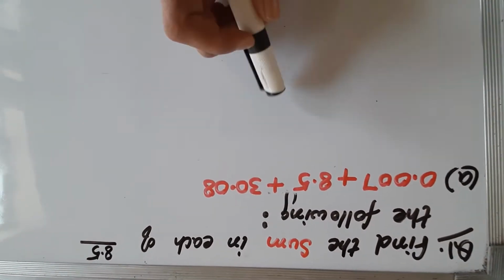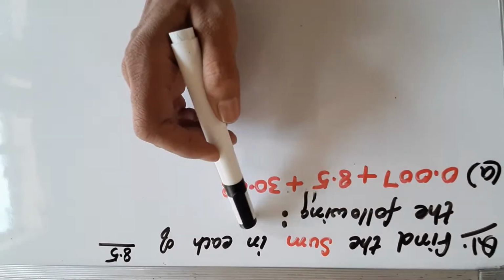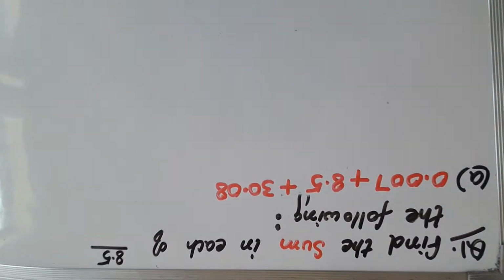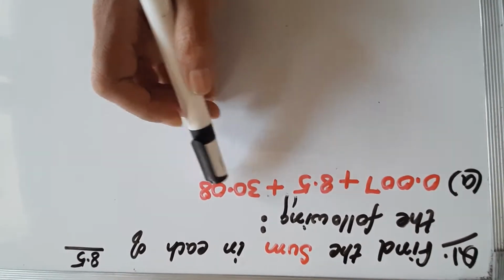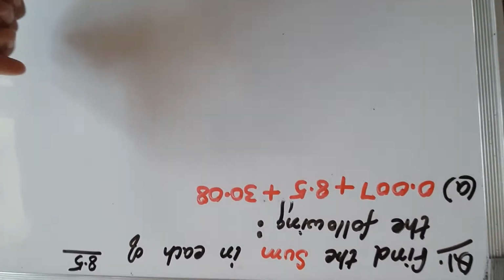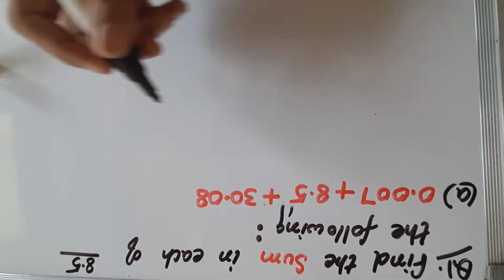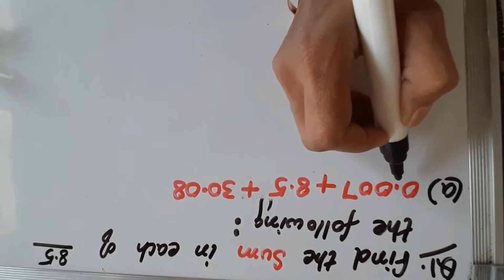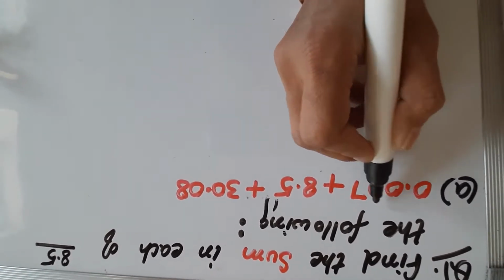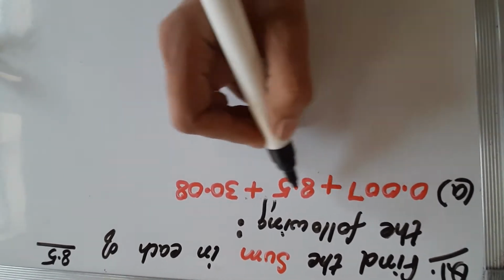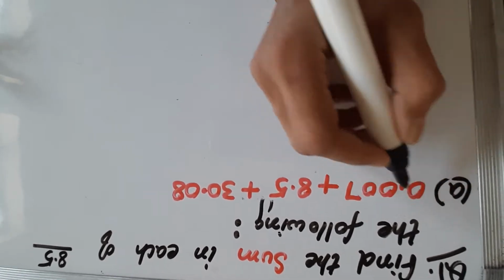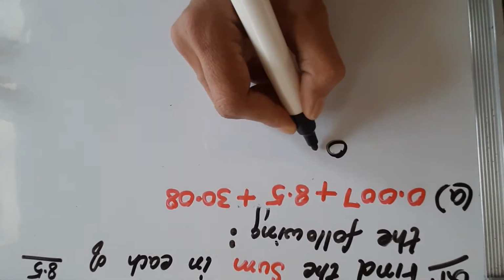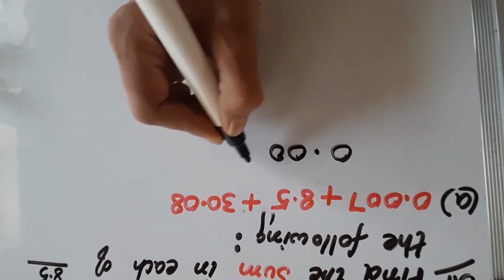So dear students, our first question is: find the sum in each of the following. Now as we can see, there are 3 decimal numbers given to us and we have to add them. So what is the way of adding decimal numbers? The first step is to see whether all the numbers are decimal numbers or not. Let us write the first decimal number and we will add them in column form.